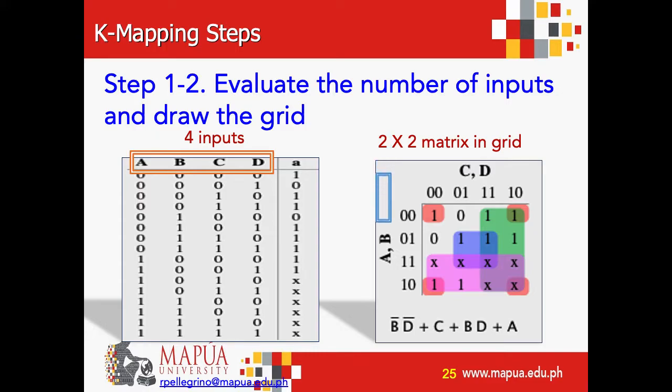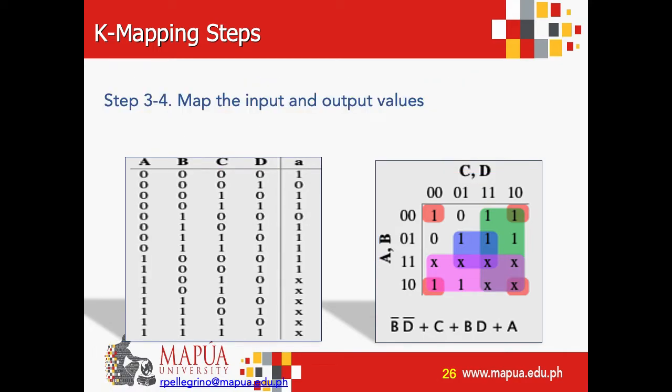by 2 matrix in the grid, wherein the 2 corresponds to the rows A and B. So 2 raised to 2 will be 4, which will give us 4 possible values: 0 0, 0 1, 1 0, and 1 1. We also have the columns, the number of columns, so that means 2 raised to 2, that is 4, which has values 0 0, 0 1, 1 0, and 1 1 for the C and D inputs.